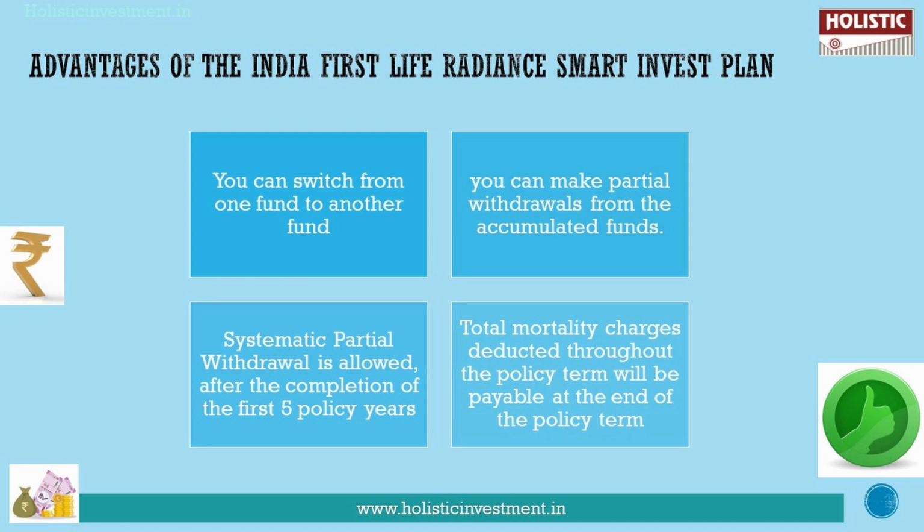Also, in case of any financial emergencies, you can make partial withdrawals from the accumulated funds. There are also systematic partial withdrawals, which are allowed after the completion of the first 5 policy years, provided the life assured is 18 years and above. And finally, the total mortality charges deducted throughout your policy term will be payable at the end of the policy term. So these are some of the advantages you can get by investing in this policy.